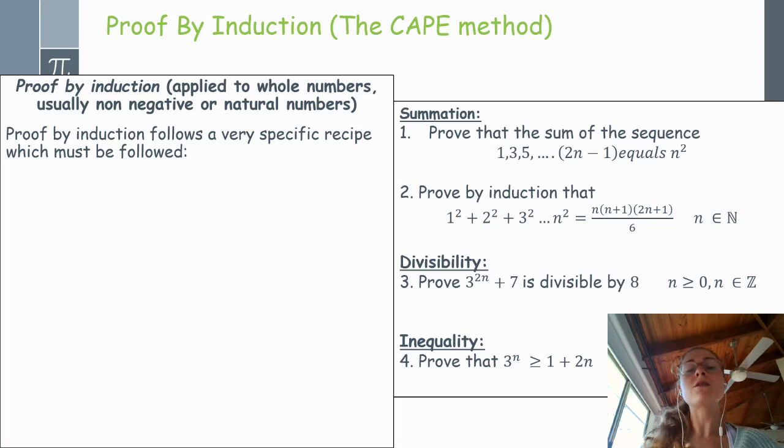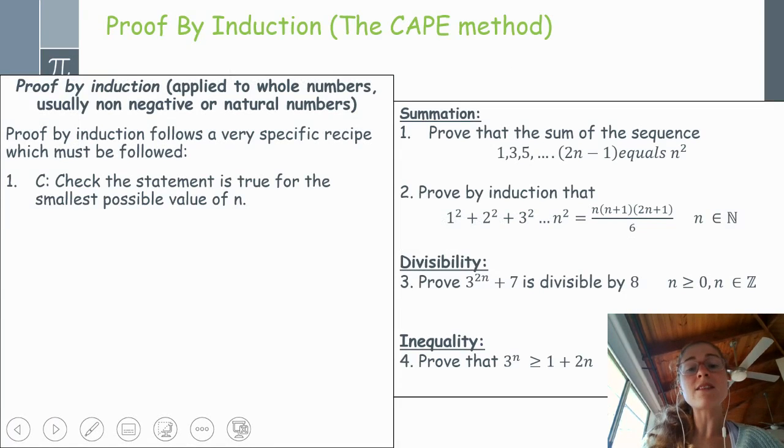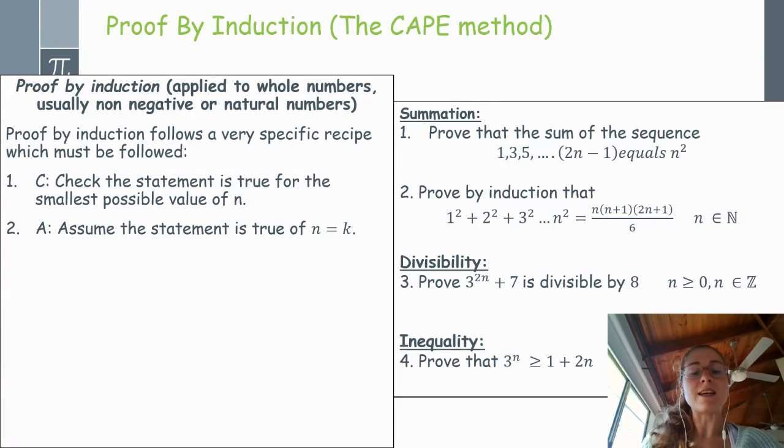Proof by induction, we use whole numbers, normally natural numbers as well. And there's a very specific recipe which must be followed called the CAPE method. Here are the steps. First step, we check that the statement is true for the smallest possible value of n. So for the first number in our sequence, or for the smallest possible integer that we can use for that statement. The second thing is, we're just going to assume that it is true. So we're just going to assume it's true for the general case for n equals k, so any number k.